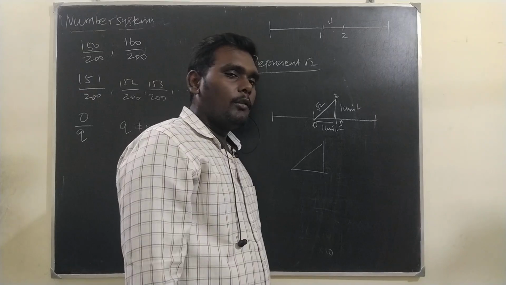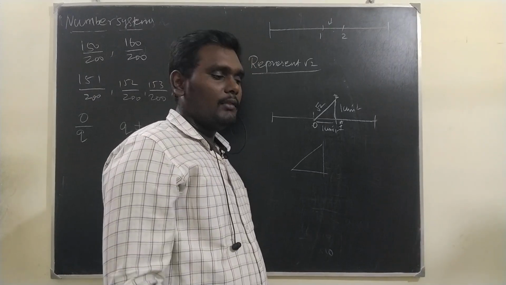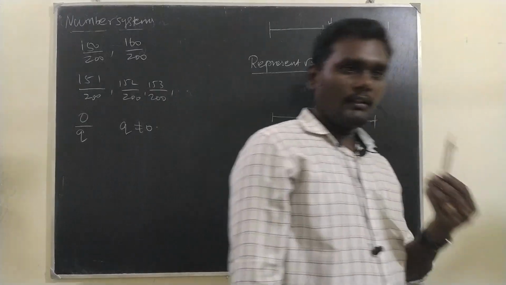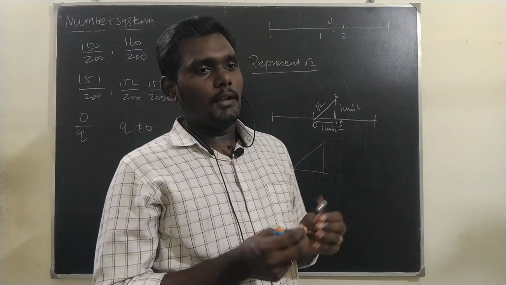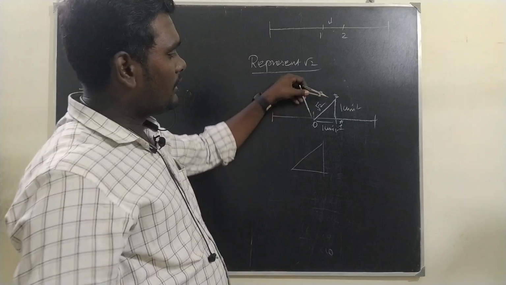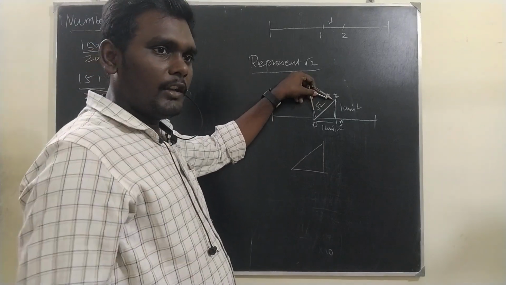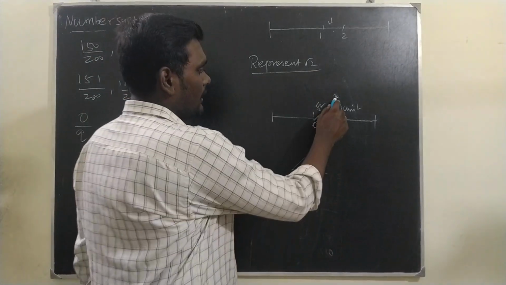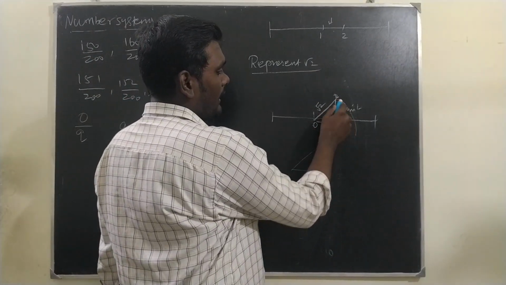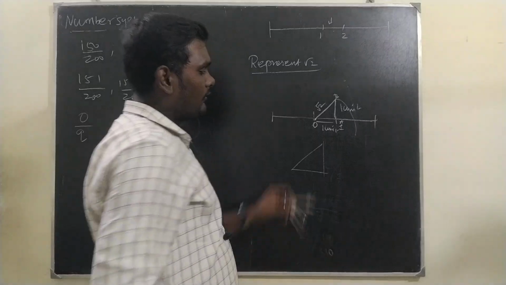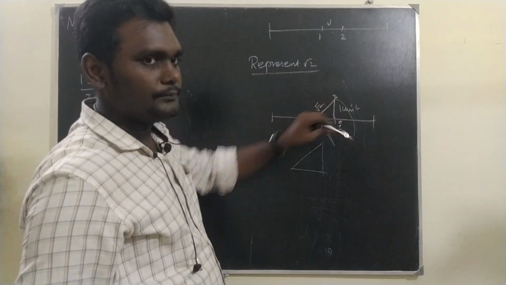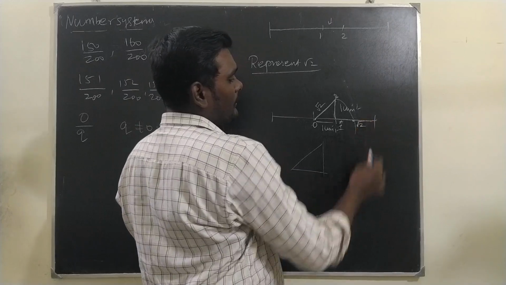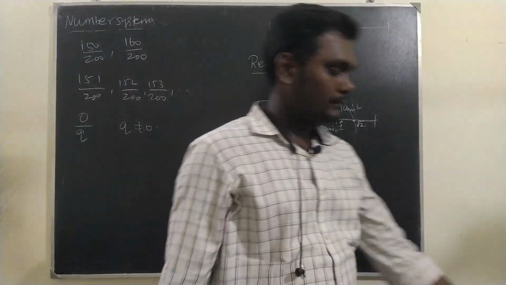Now how do we mark this root 2 on the number line? We will take a compass. You know compass, right? Using this compass we have to measure this length. After measuring, keeping O as the origin for the circle, it has to intersect the line. Likewise we have to draw. The point where it intersects is the place of the number root 2.